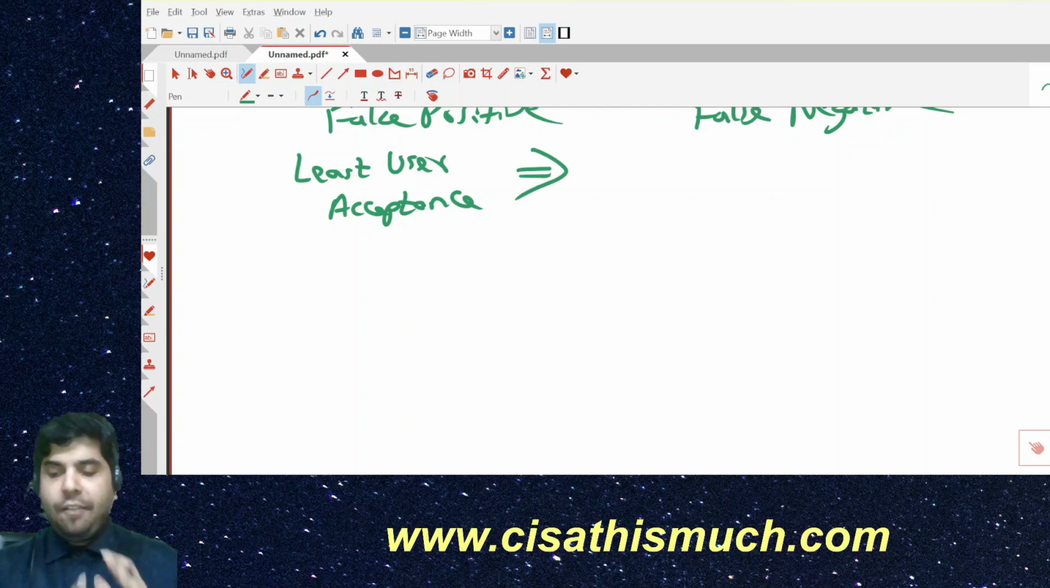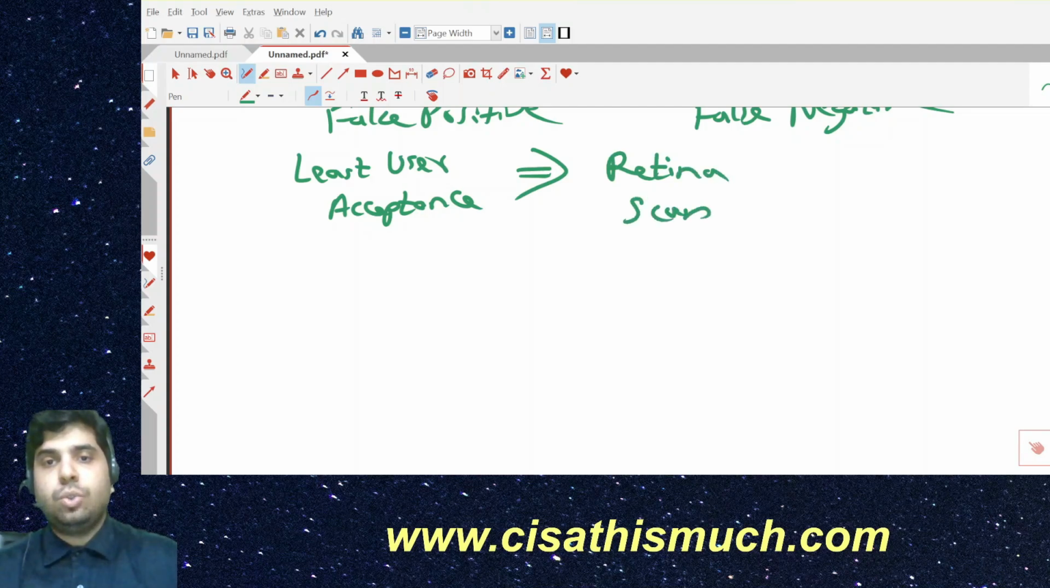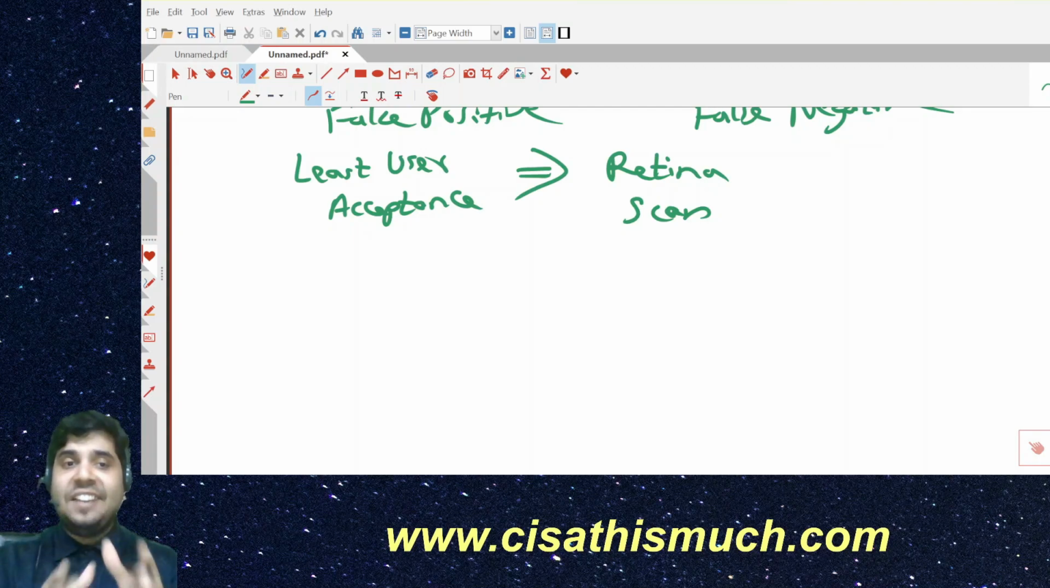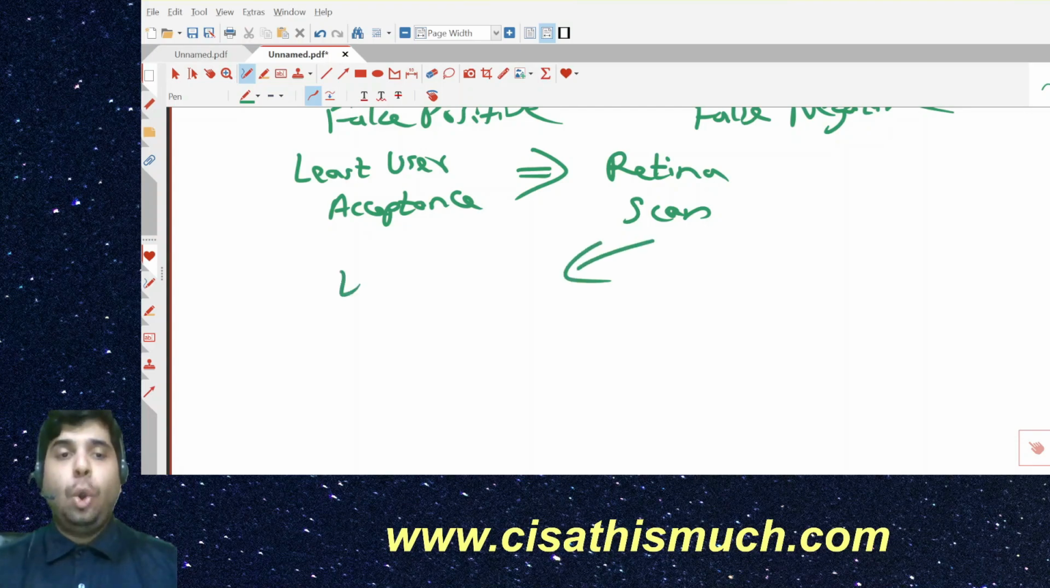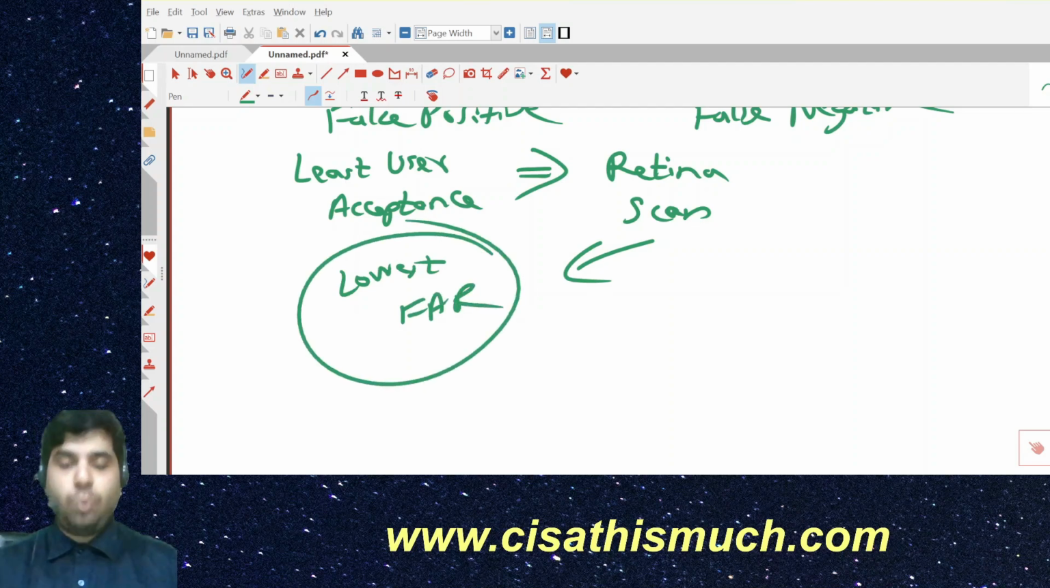Okay, and I have given you the solution for that. Whenever the question says least user acceptance, this is the answer given in the review manual. We have discussed many biometrics, and one of them was retina scan. Retina scan has the least user acceptance, and it also has the lowest false acceptance rate. Why least user acceptance?